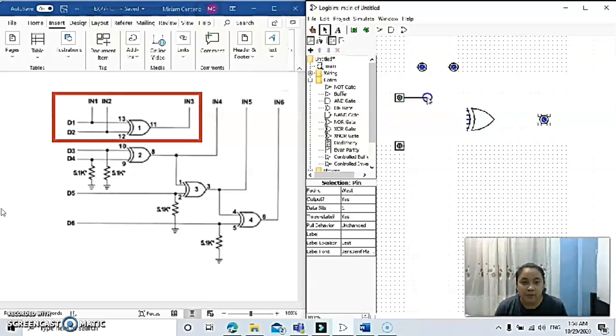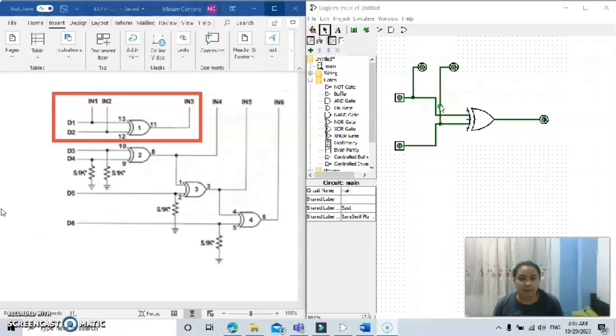As for input number 1, it is connected to pin 13 of the XOR gate, and input number 2 is connected to pin 12 of the XOR gate. Then pin 11 is connected to output number 3. As for output number 1, it is connected between input 1 and pin 13 of the XOR gate. And output number 2 is connected between input 2 and pin 12 of the XOR gate.